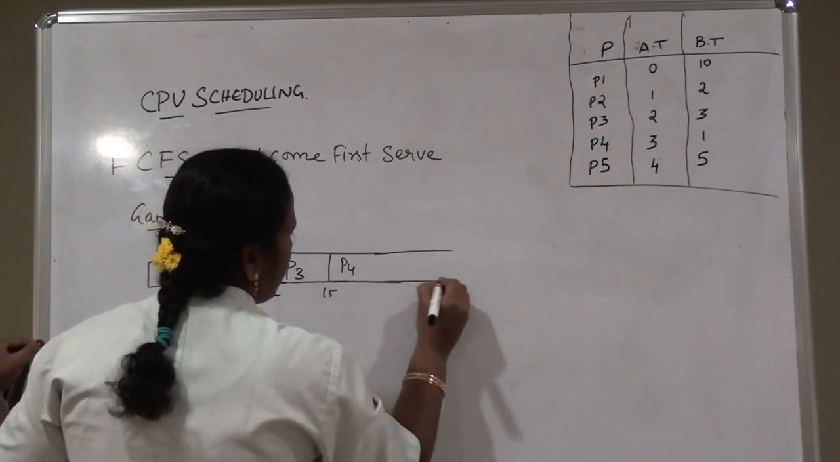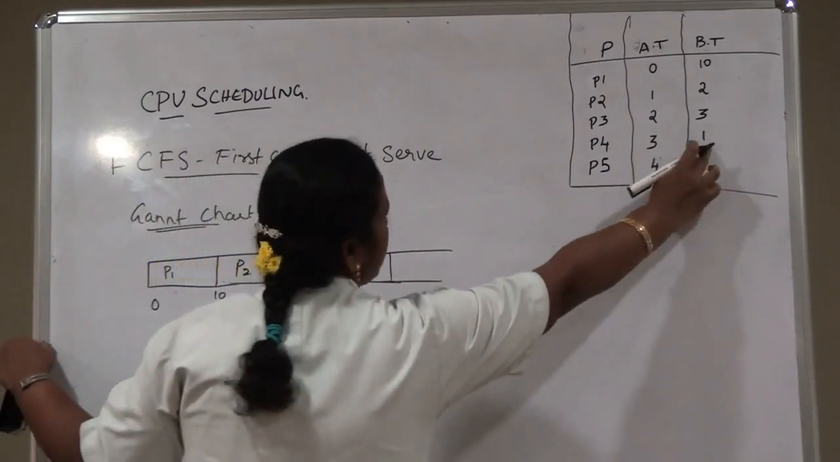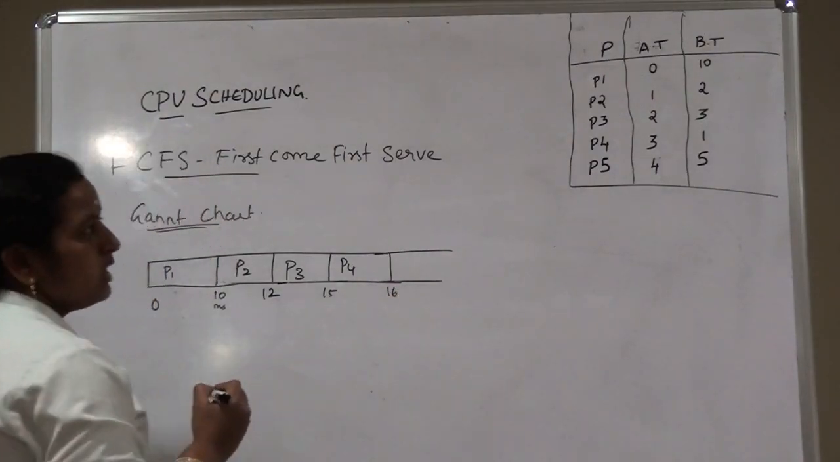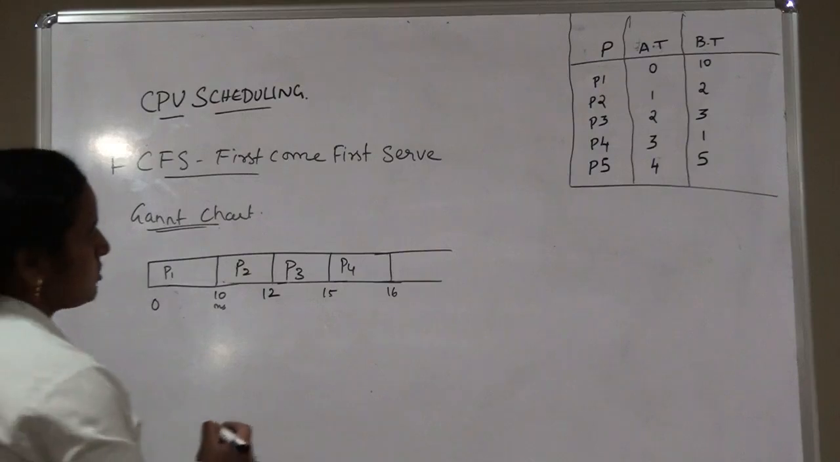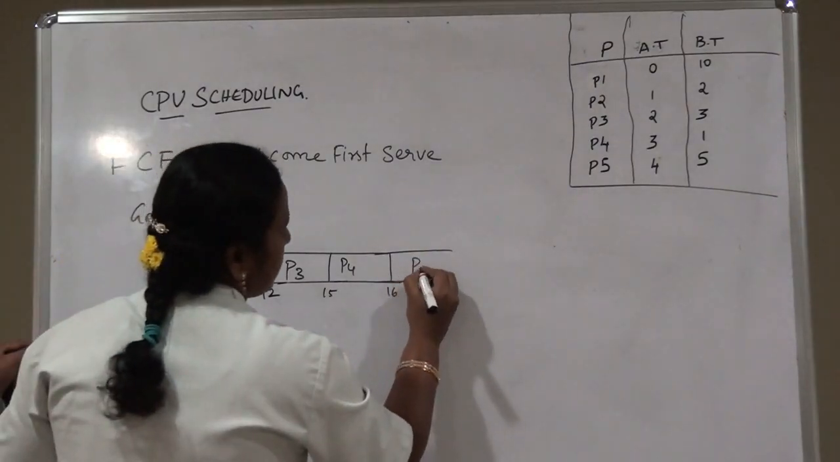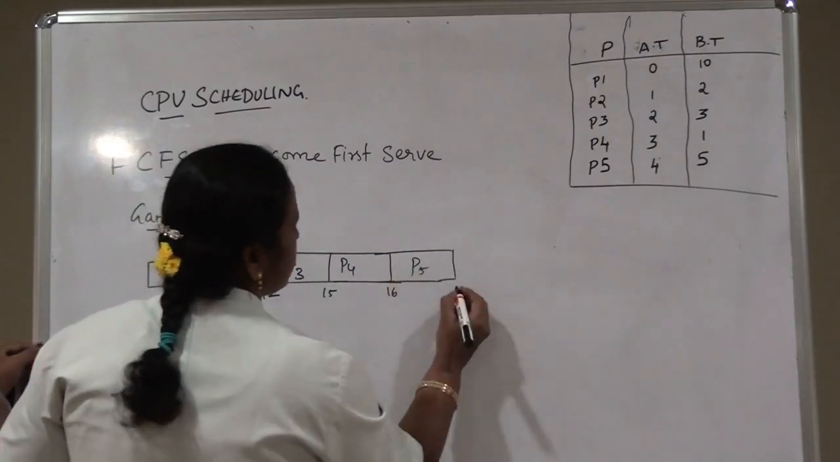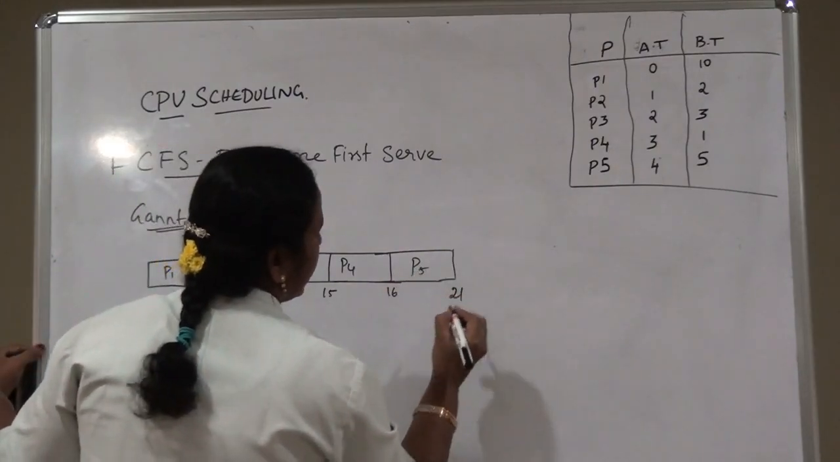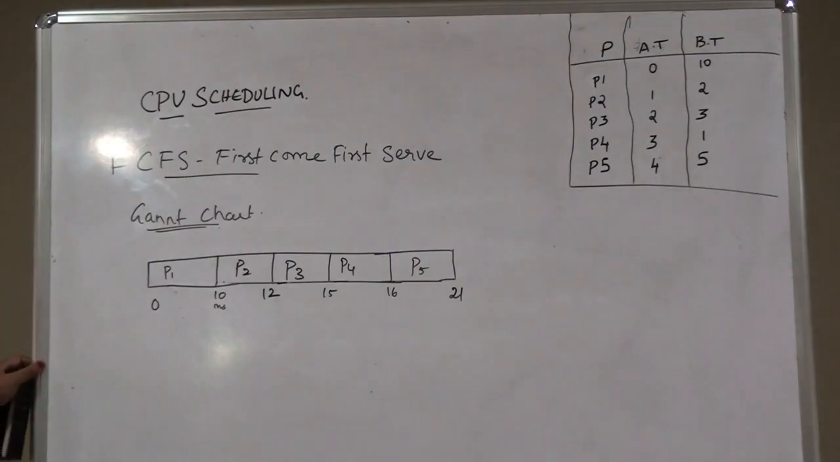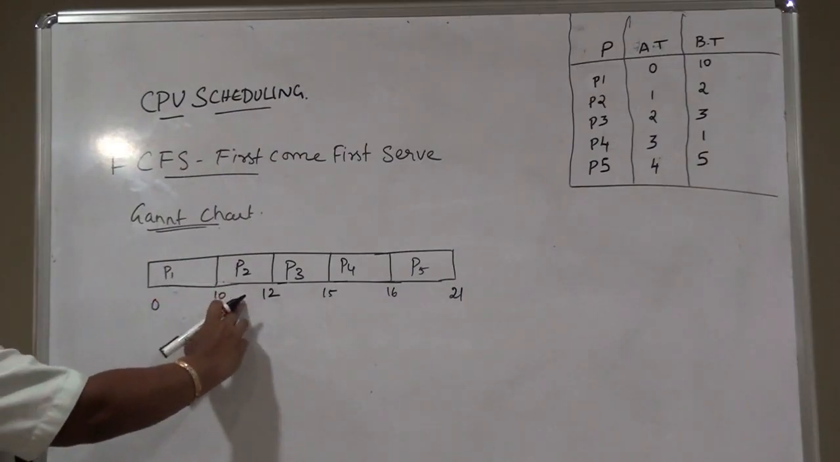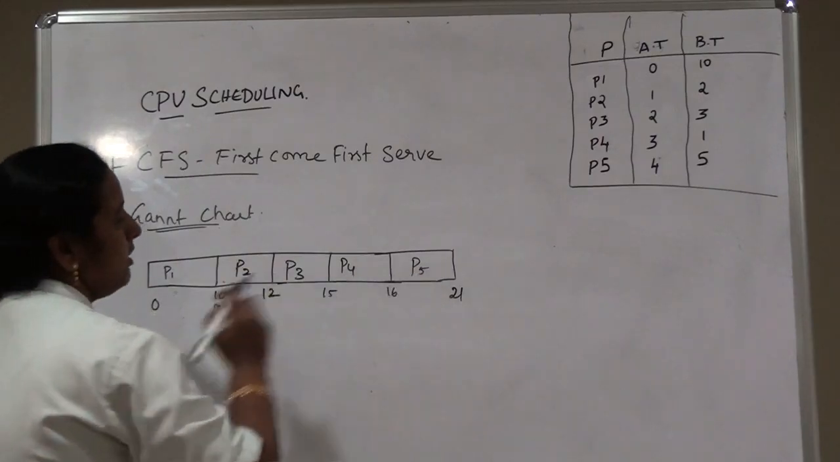The burst time of P4 is 1, so 15 plus 1 is 16. The last process is P5, with burst time 5, so 16 plus 5 is 21. So this is the chart for FCFS: first P1 is executed, then P2, P3, P4 and P5.